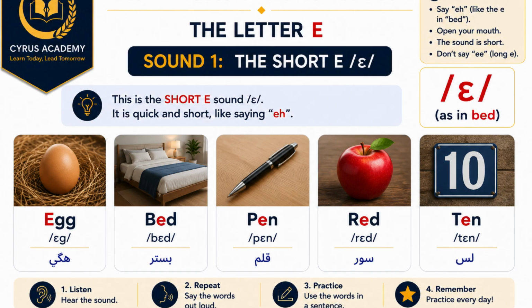So the short E sound, this is the short E. It is quick and short, like saying egg, bed, pen, red, ten. Egg, bed, pen, red, ten.